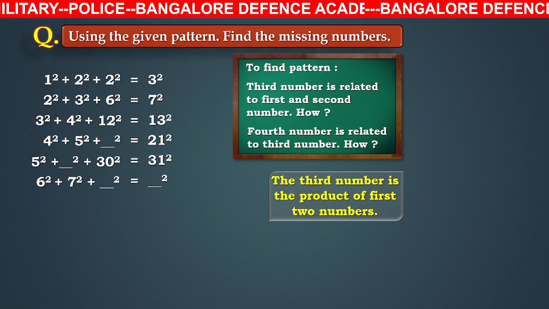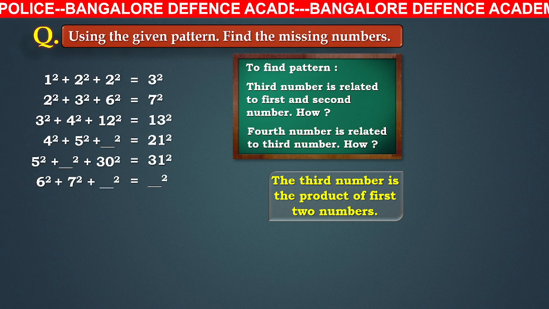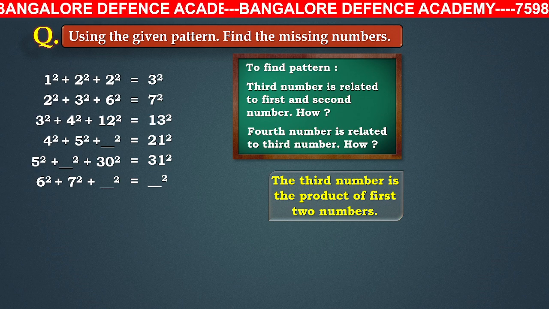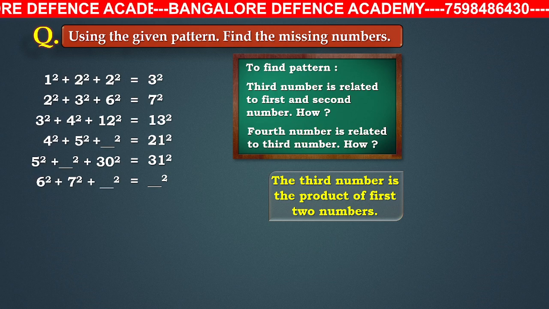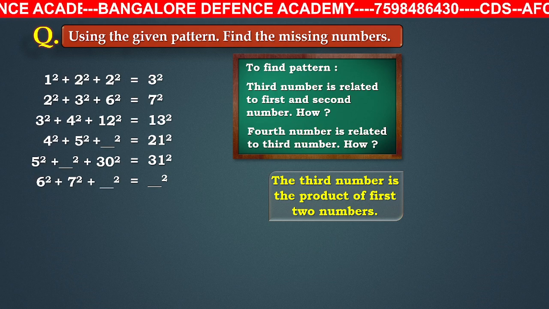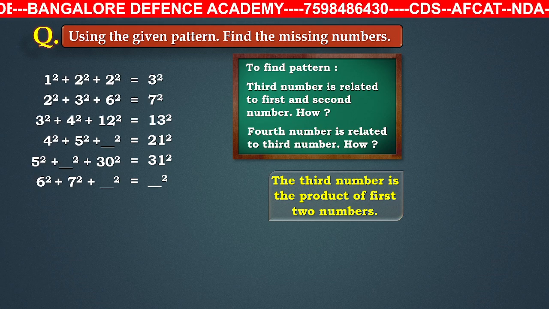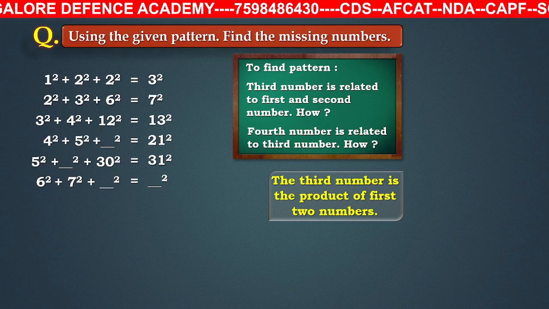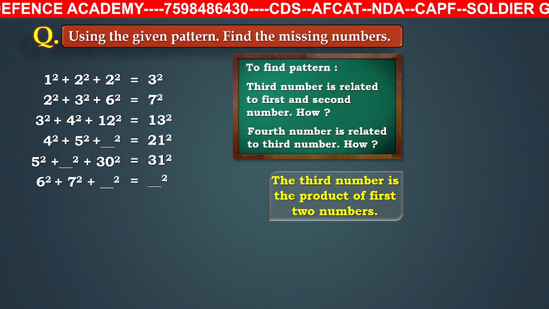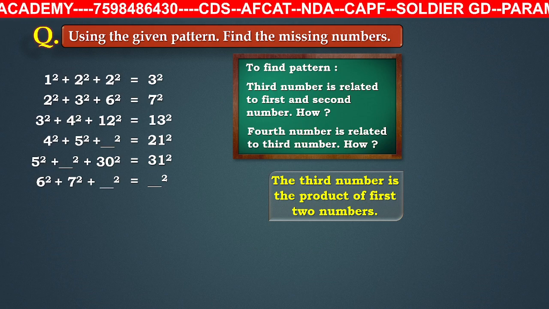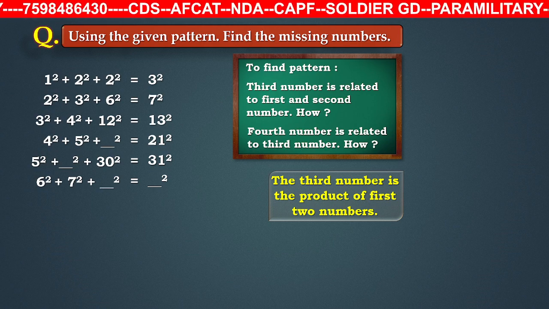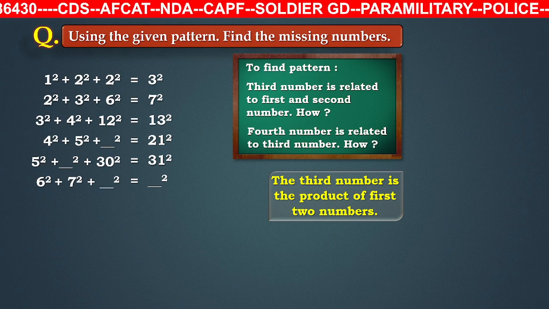So look at the third question. 3, 4, 12. Okay, so what is 3 into 4? 3 into 4 gives me 12. So once again, you have to take 12 square. So that is how you are going to find the third number. So now tell me the question here, 4 square plus 5 square plus dash square. So what are you going to do? You are going to multiply 4 into 5. Okay, so 4 into 5 gives me 20.